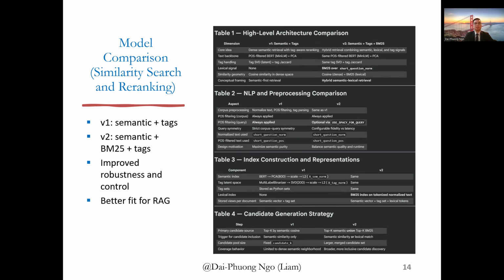Comparing the two retrieval versions, V2 is clearly more robust. Version 1 works well for paraphrase queries, but can miss exact phrasing. Version 2 preserves those semantic strengths while adding lexical grounding through BM25. Text then acts as a stabilizing signal that enforces intent consistency. Overall, V2 behaves much more like a production retrieval stack and is better suited for downstream applications such as retrieval augmented generation or RAG.